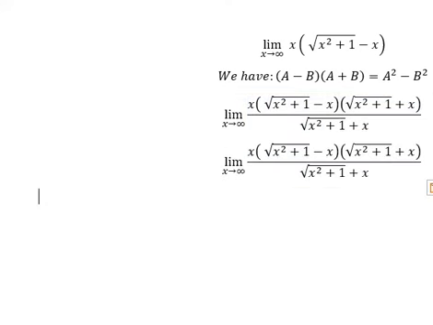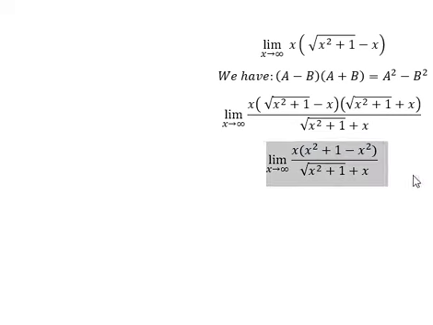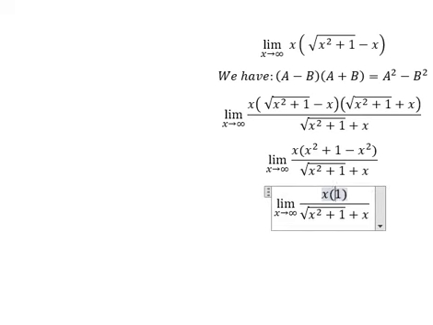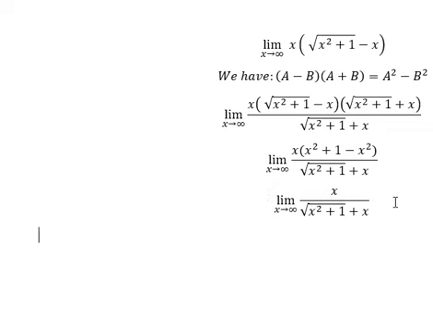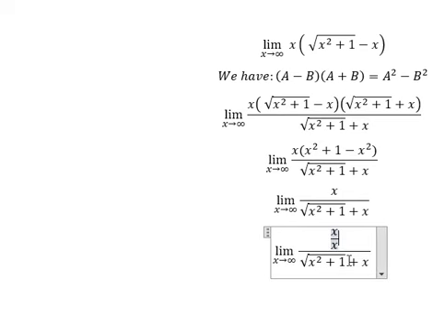So for this one, we have s squared plus 1 minus s squared. So this one minus this one. And now we have only s. Next, we divide by s on the numerator and denominator.